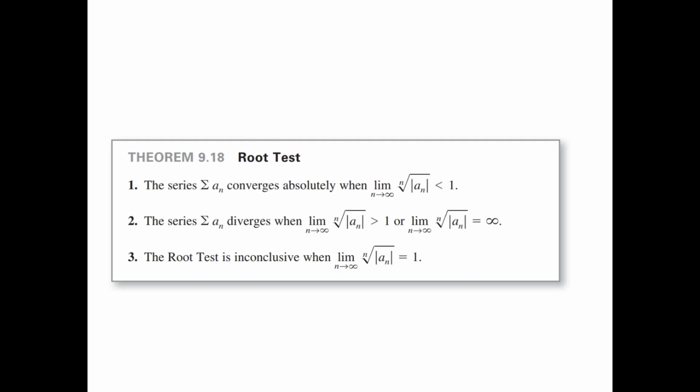And then we have the root test. The root test, when you see powers, when you see exponents of n, then you might want to use the root test. So the series a sub n converges absolutely when the limit as n goes off to infinity of the nth root of the absolute value of a sub n is less than 1. The series diverges when the limit as n goes off to infinity of the nth root of the absolute value of a sub n is bigger than 1, or if it's infinity, and the root test is inconclusive when the limit is 1.